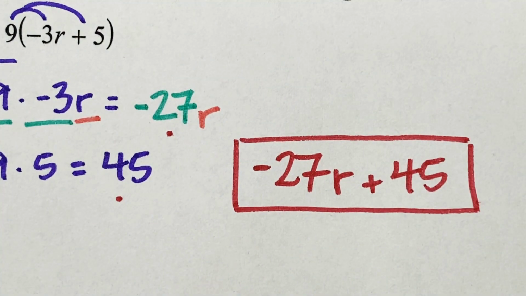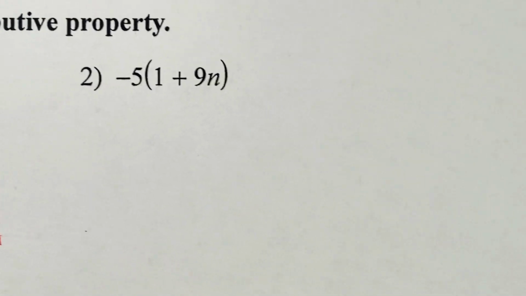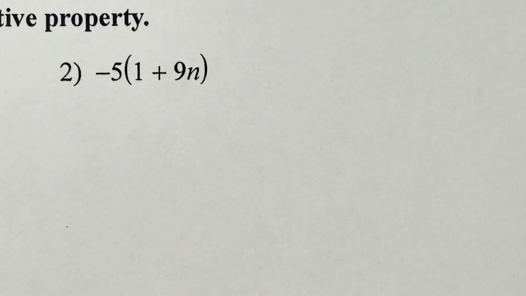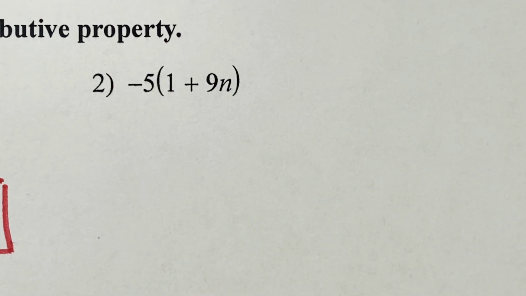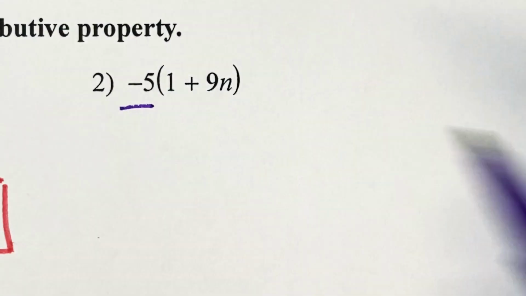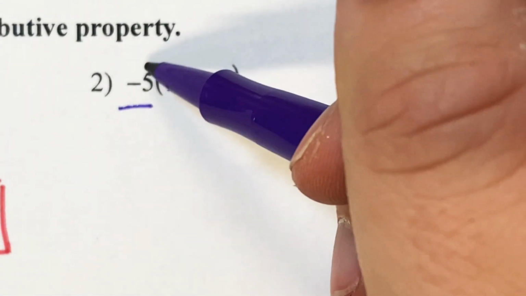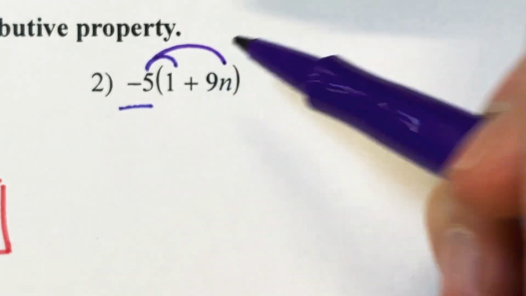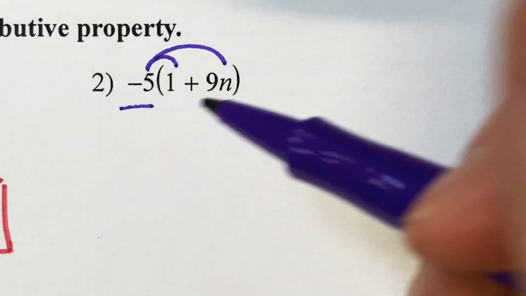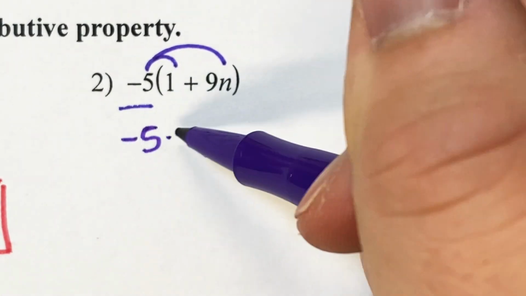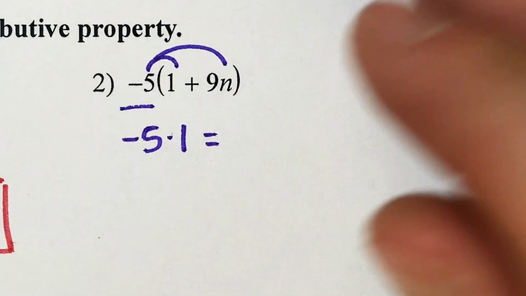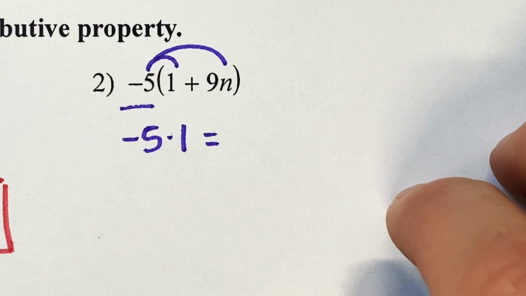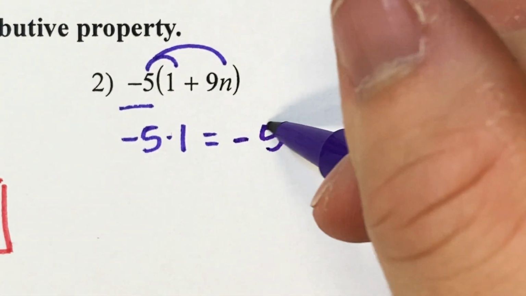Now let's look at number 2. For number 2, what is the number that needs to distribute? That's right in front of the parentheses. It's going to be this negative 5. So negative 5 needs to multiply to both things inside, the 1 and the 9n. Let's do one step at a time. First is negative 5 times 1. What is negative 5 times 1? It's just going to give me negative 5.